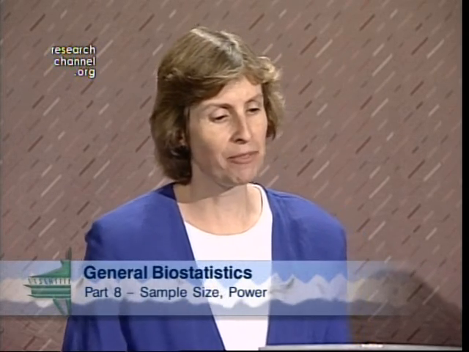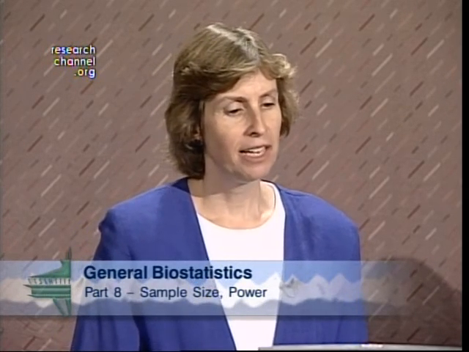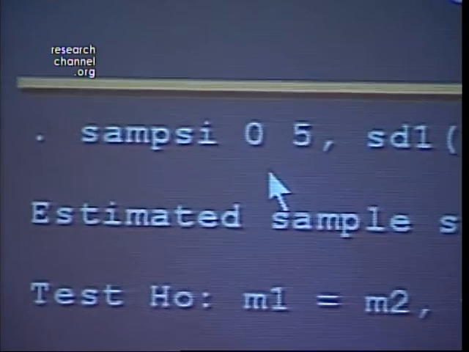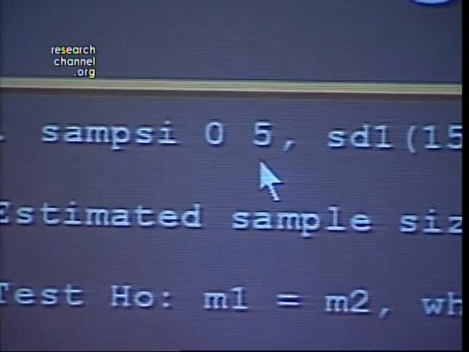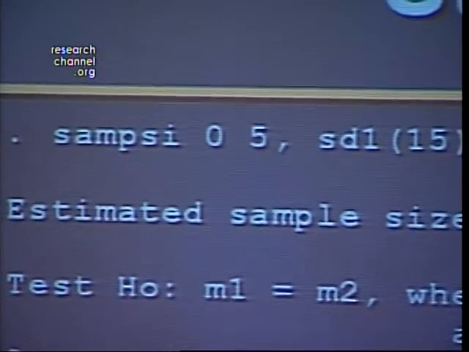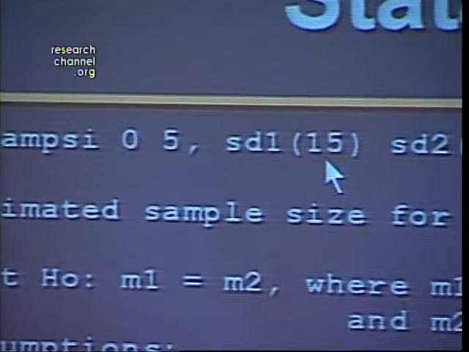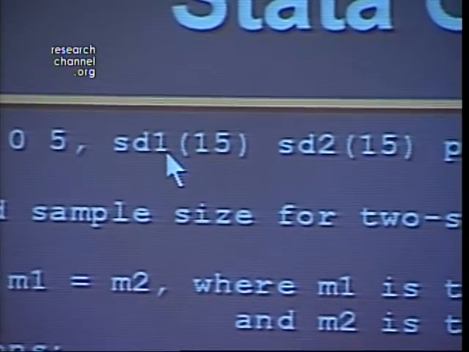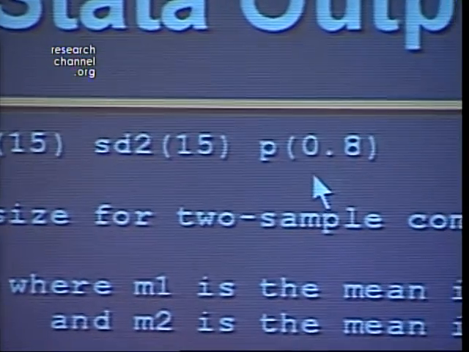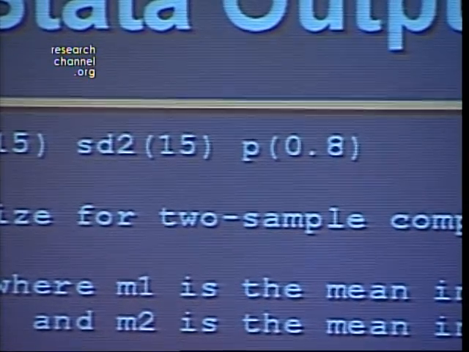Now, this is the type of output you would get from Stata. With Stata, I could say my null hypothesis is no difference, so it's the SAMPSI command for sample size. The null hypothesis is no difference. The alternative hypothesis is a difference of 5 millimeters, and I've told it the standard deviations of 15 could be assumed for both group 1 and 2, and I want a power of 80%. So you should see a number that looks vaguely familiar.